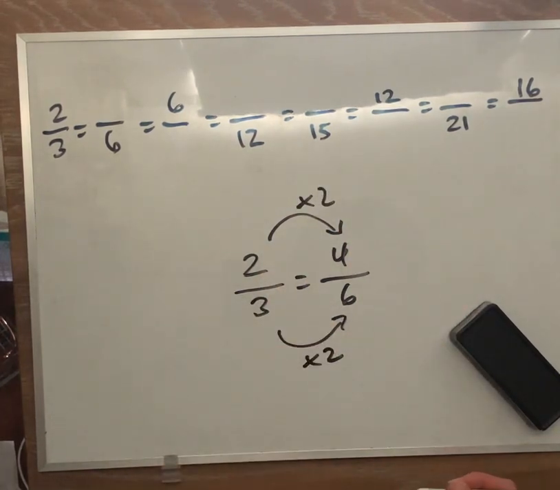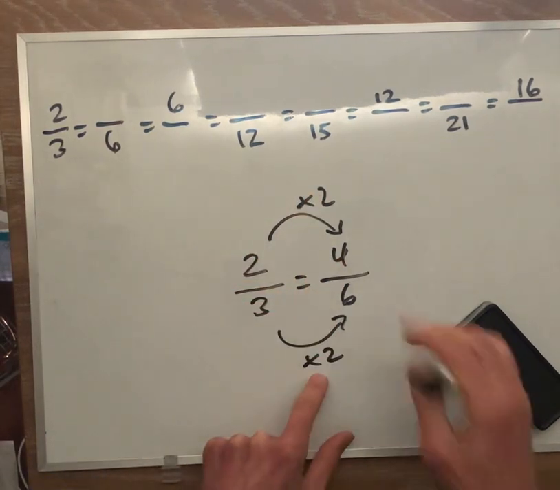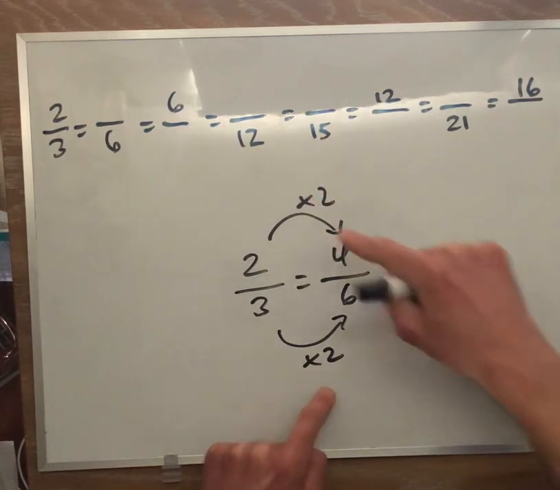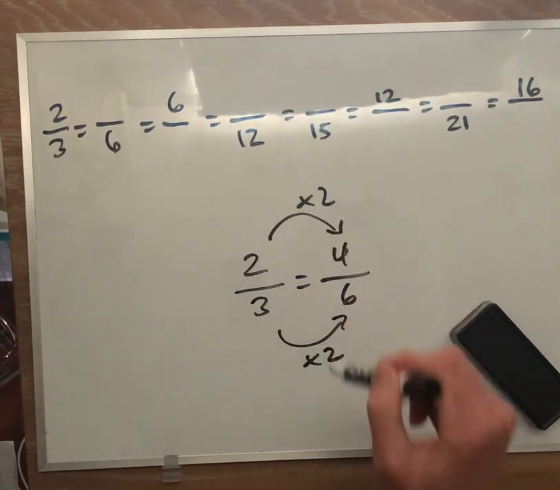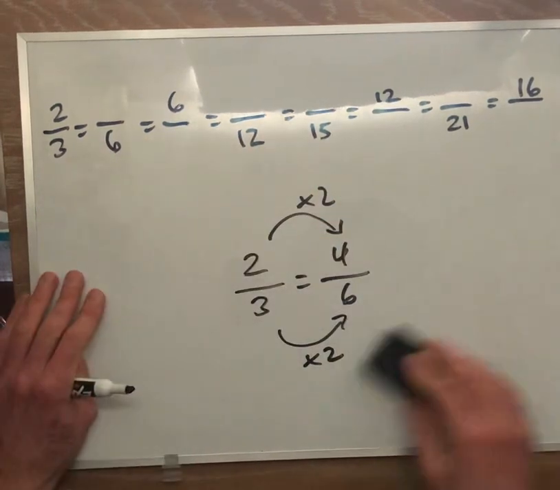3 times 2 is 6. 2 times 2 is 4. Times 2, times 2. Same, top and bottom, same thing. Multiply the top by 2, multiply the bottom by 2. Whatever you do to the top, you do to the bottom. Whenever you do it to the bottom, you do it to the top. So that's kind of our key to figuring all this out.